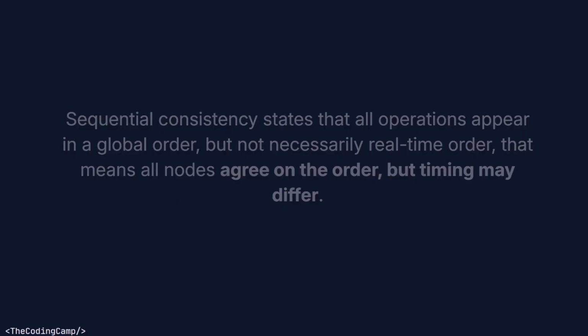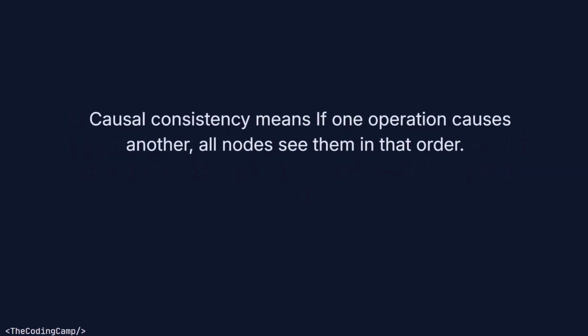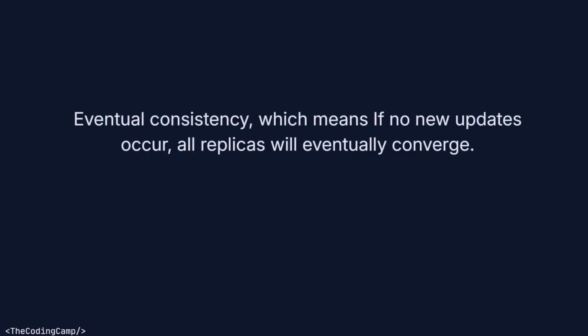Then causal consistency, which means if one operation causes another, all nodes see them in that order. For example, you'll never see the reply before the original post. Then eventual consistency, which means if no new updates occur, all replicas will eventually converge. For example, you update your profile picture. Some users see old pictures briefly, but eventually everyone sees the new one.